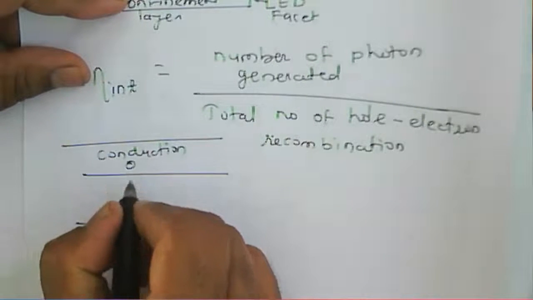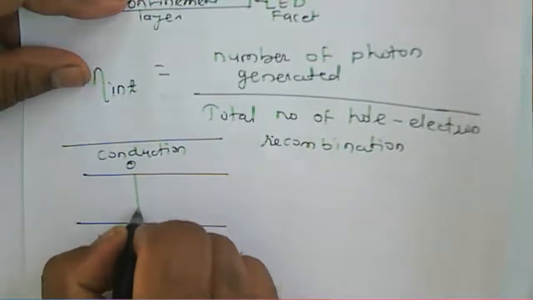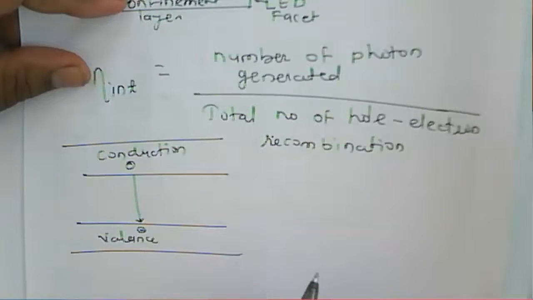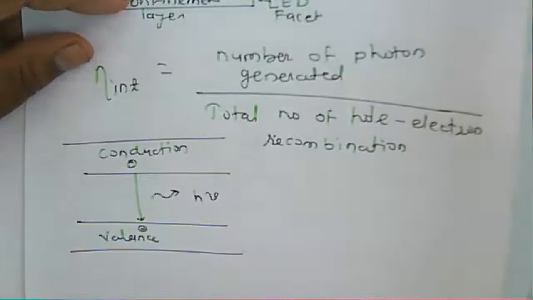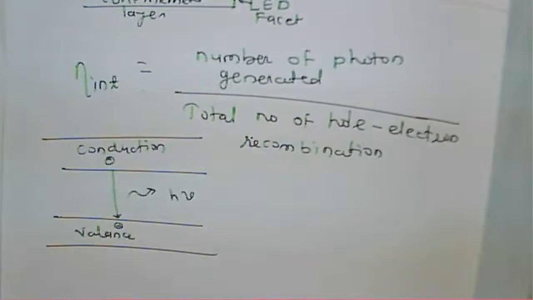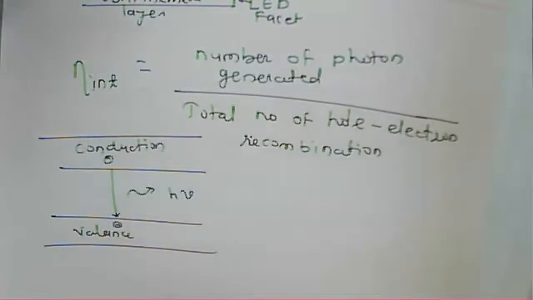When that electron comes from this particular state, it will emit the photon of light. That depends upon the hν, so that we have seen in the light emitting diode.